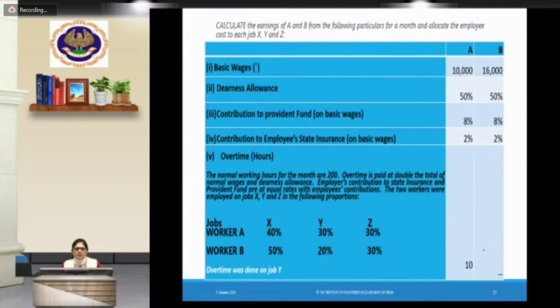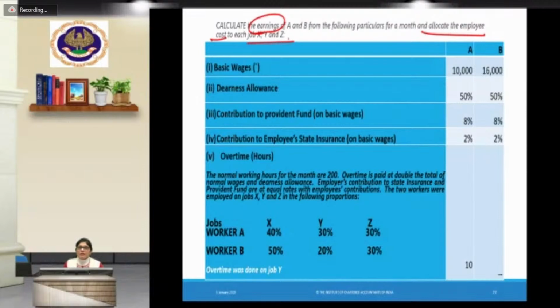All right. Just take a note of this question so that we'll be solving it. Now here, I made you understand what you mean by the earnings and what you mean by the cost. Clear? Here you have to calculate the earnings also, and you have to allocate the employee cost to the job.